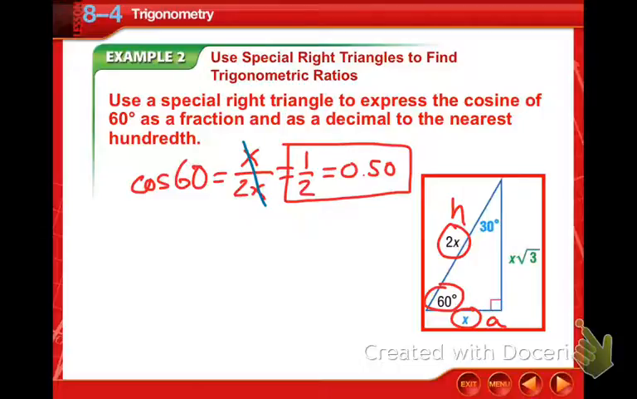So this is very important once you get into trig and you start looking at these functions being graphed, knowing where they are when your angle is 60. Very important. All right?